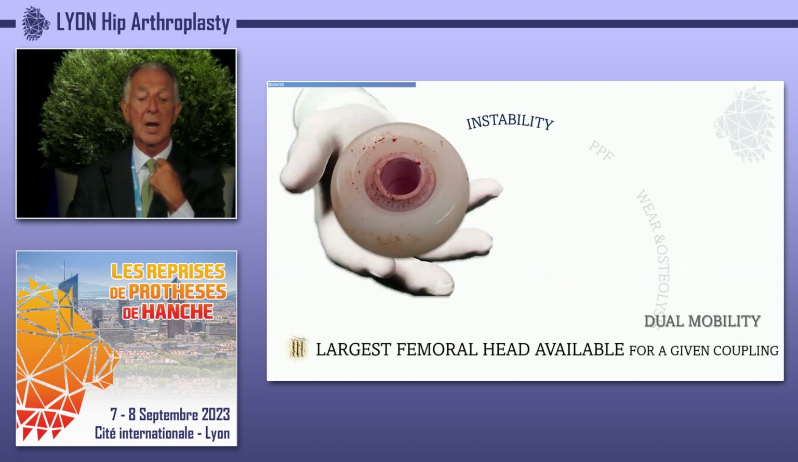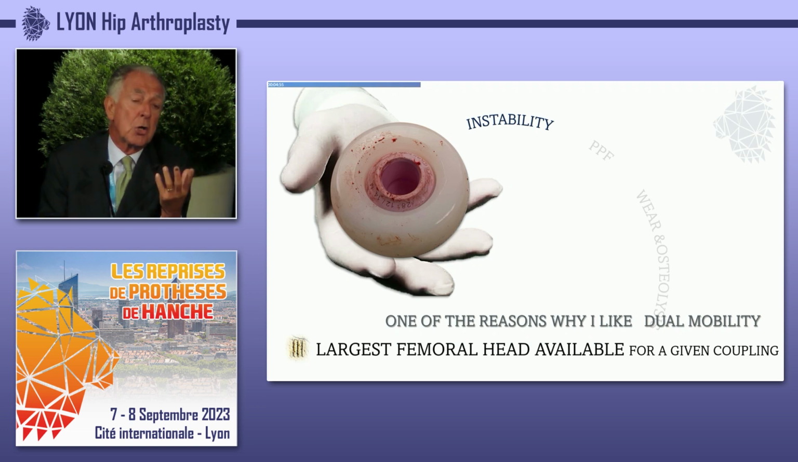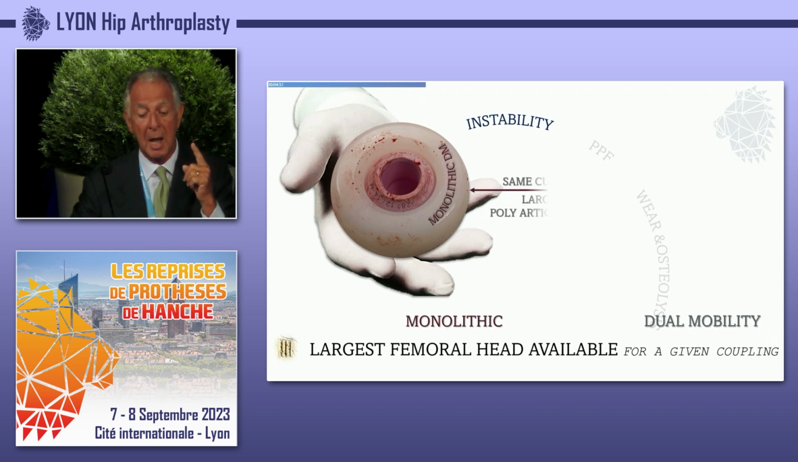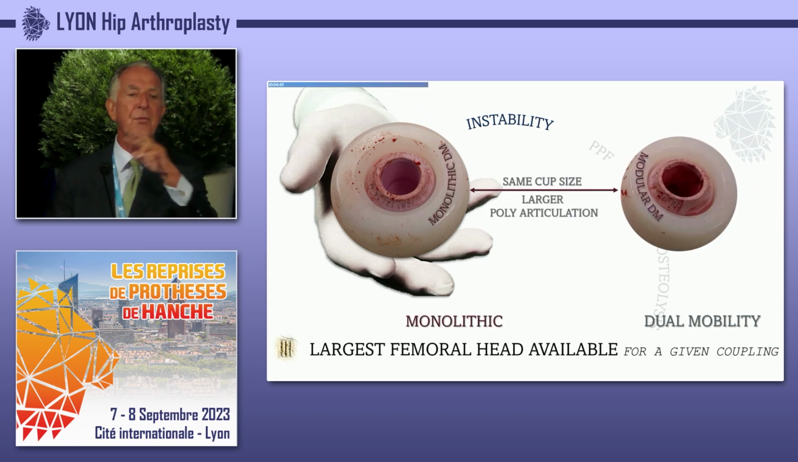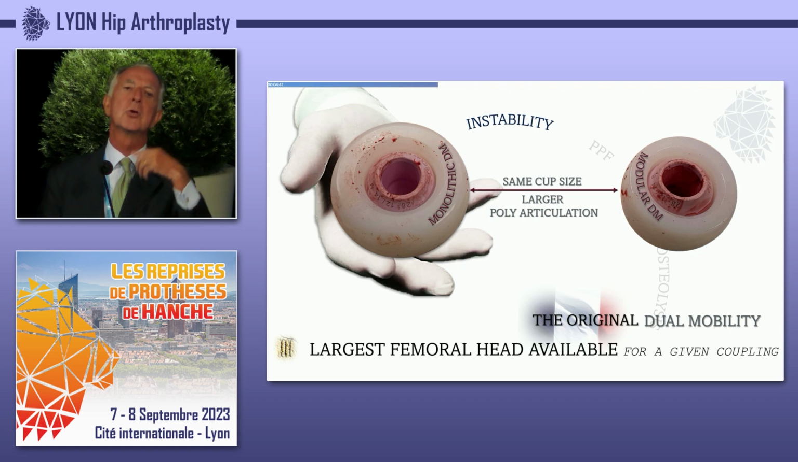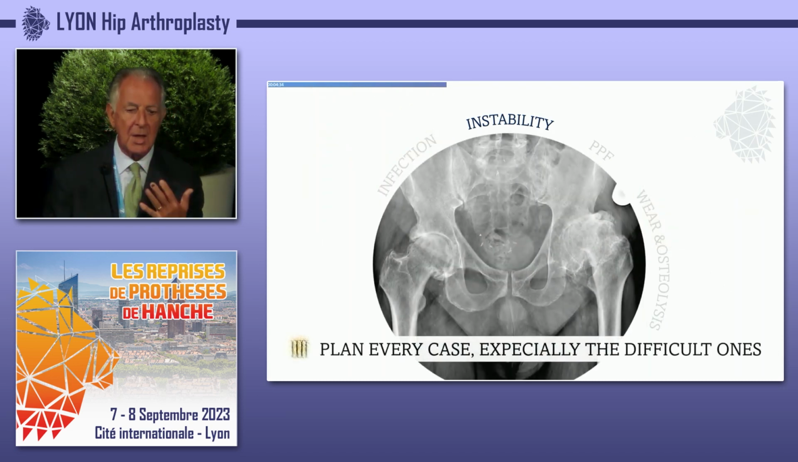One thing that I like very much is dual mobility. Dual mobility is probably the largest head you have, but one thing: it should be a monoblock. It should be absolutely monolithic, because the difference in terms of sizing between monolithic and modular is significant. So that's why I look for the regional cemented or uncemented dual mobility, which was invented and created in France.